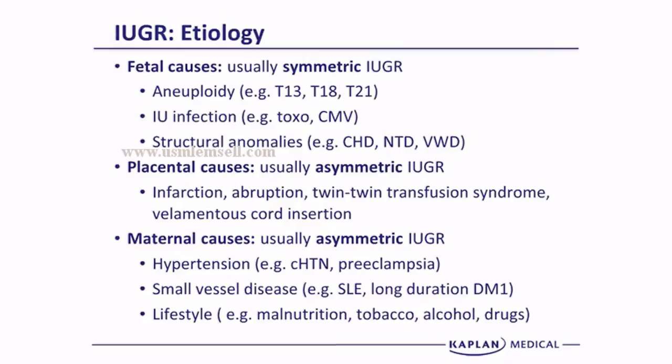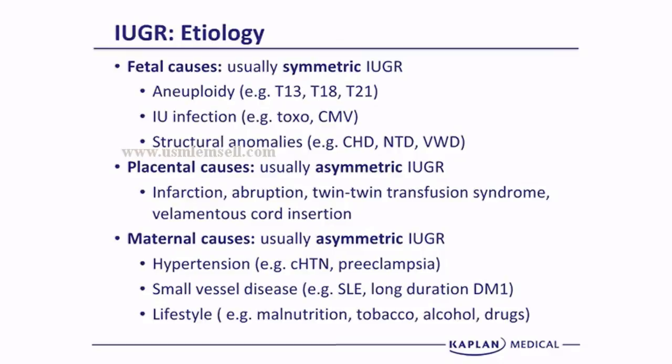Now, what is it that makes it asymmetric? It means that the head is spared. It is the abdomen which is small. Why is the head spared? The reason is that when it is a substrate problem, when it is a perfusion problem, the fetus recognizes this and will start to shunt blood preferentially from the viscera to the head. And so the blood flow through the middle cerebral artery will increase and blood flow to the abdomen will decrease.